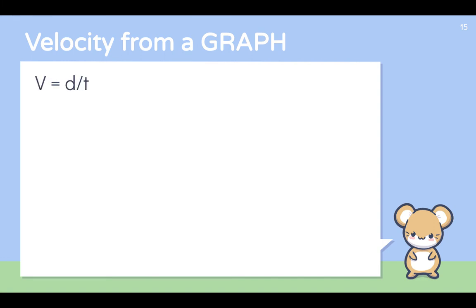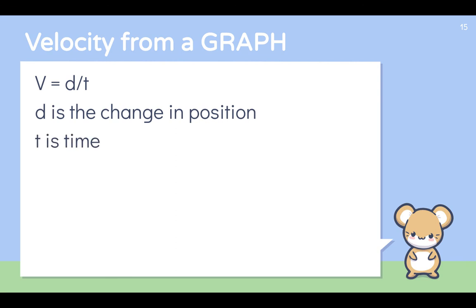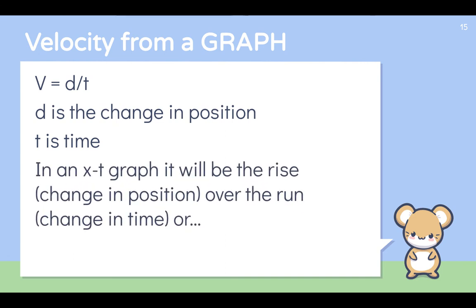So, how do you get velocity from a graph? You know that velocity is distance divided by time. Distance is the change in position. Well, that's on the vertical axis. T is time, and that's on the horizontal axis. And in an XT graph, it will be the rise, change in position, over the run, which is the change in time, or you probably guessed it, the slope of the graph.